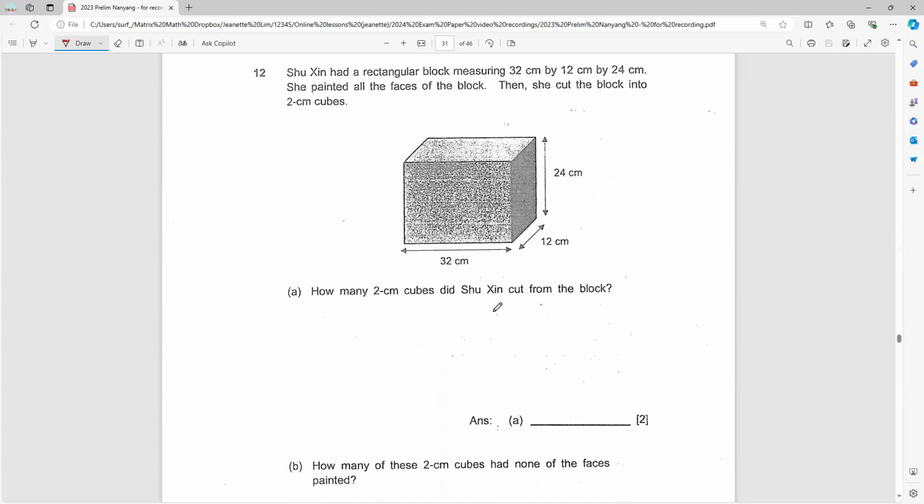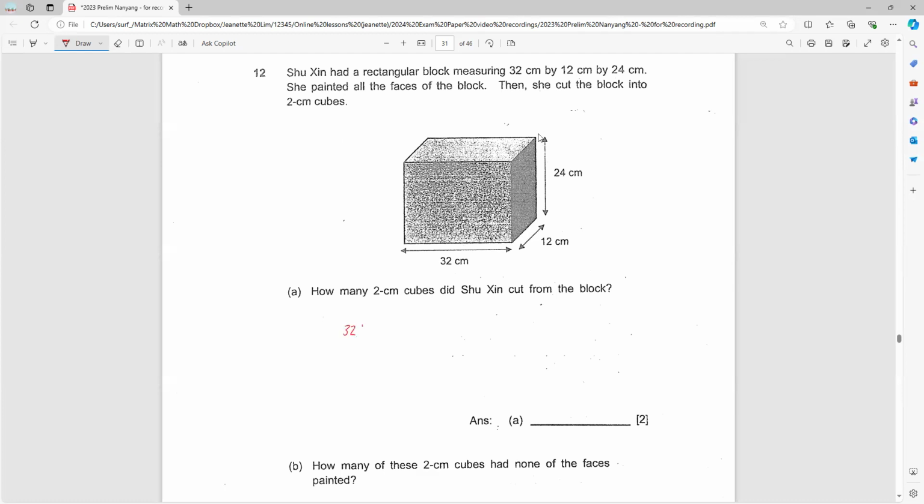Question 12. Shu Xing had a rectangular box measuring 32 by 12 by 24 cm. She painted all the faces of the block. Then she cut the block into 2 cm cubes. So how many cubes did she cut from the block? Now, sometimes there is a remainder, right? But in this case, there will not be, because each side will fit the 2 cm cubes nicely.